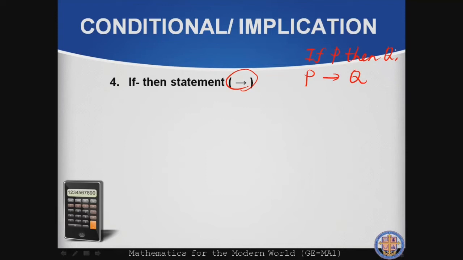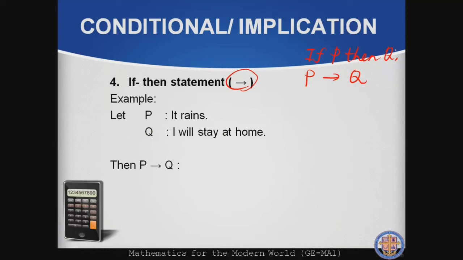Let's say, for example, if you exercise regularly, then you will become fit. Or if you eat vegetables, then you will become healthy. So eating vegetables implies what? Becoming healthy. It will lead you to becoming healthy. So that's implication. Example: let P be the proposition it rains, and Q, I will stay at home. Then if P, then Q, you write this as: if it rains, then I will stay at home.